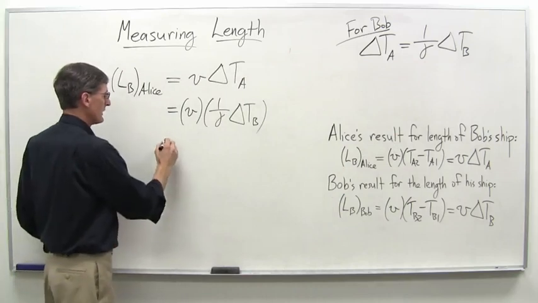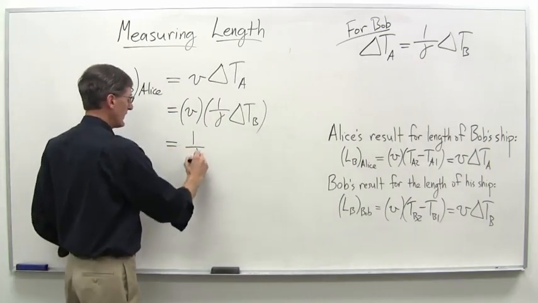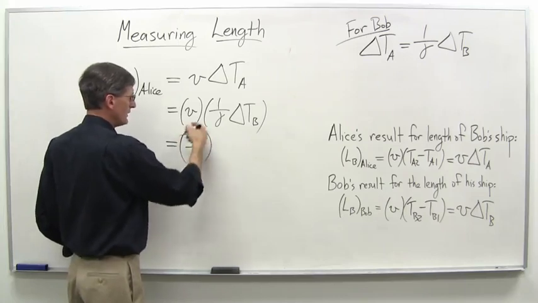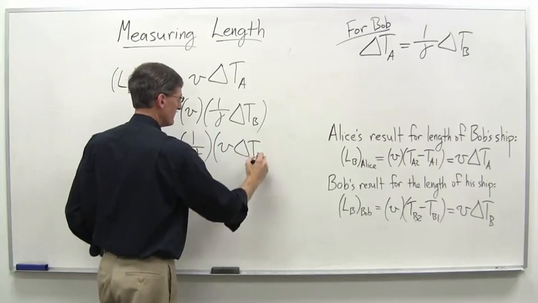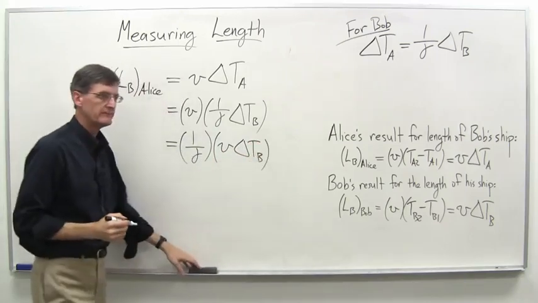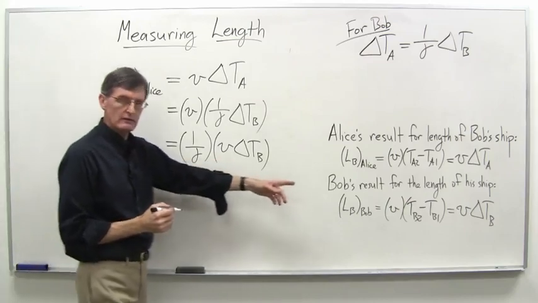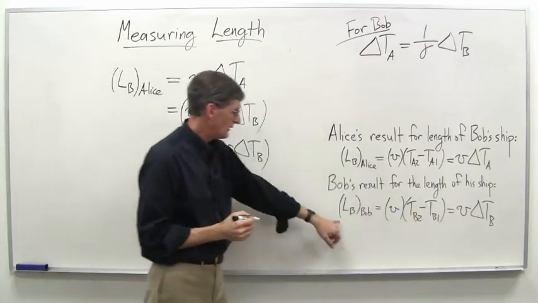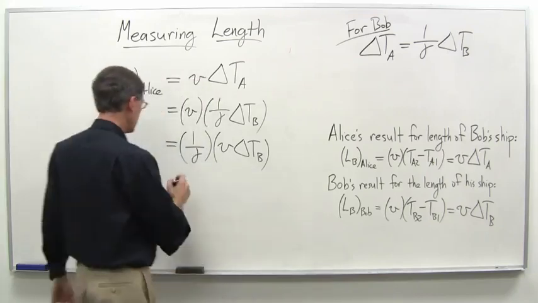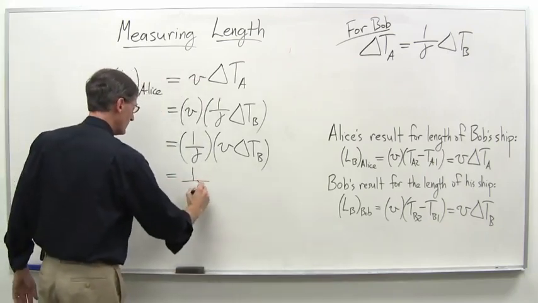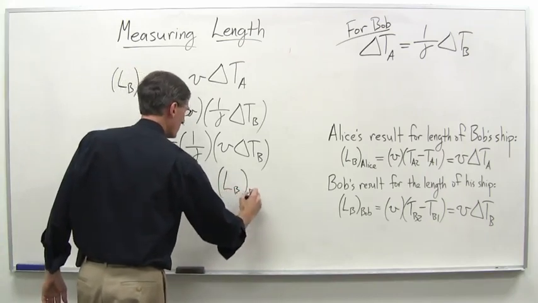But look what we get from this. We just rearrange the terms. We'll have 1 over gamma in front. Let's put that in front and move the V over this way. V delta TB, but V delta TB is the length of Bob's ship from Bob's perspective. So this becomes 1 over gamma LB Bob.